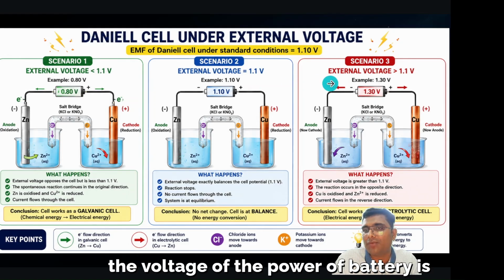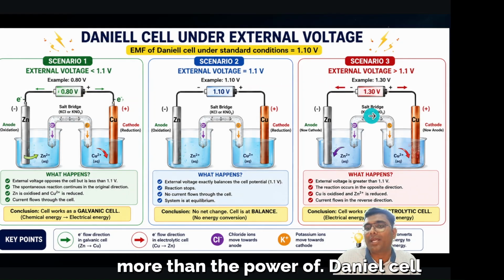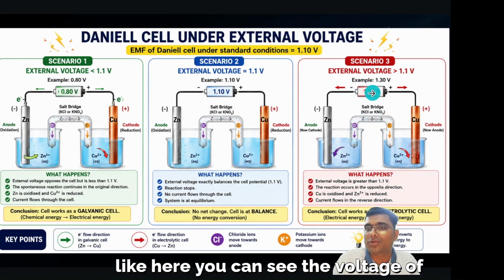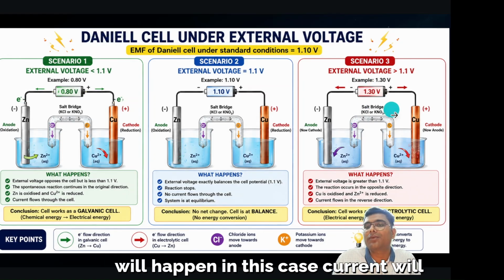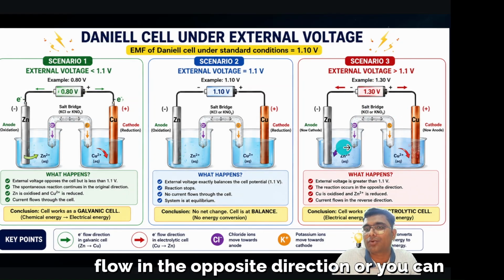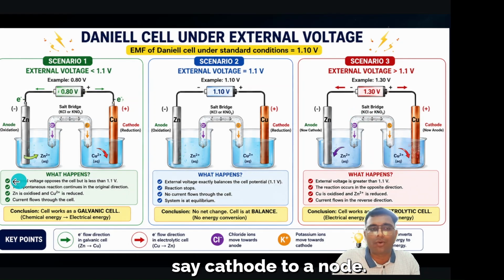In scenario 3, when the voltage of the battery is more than the voltage of the Daniel cell, like here you can see the voltage of the battery is 1.3 volts, what will happen in this case? In this case current will flow in the opposite direction, or you can say cathode to anode.